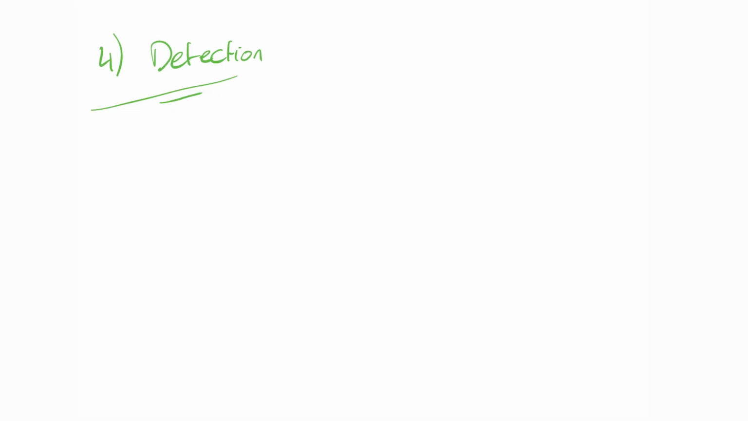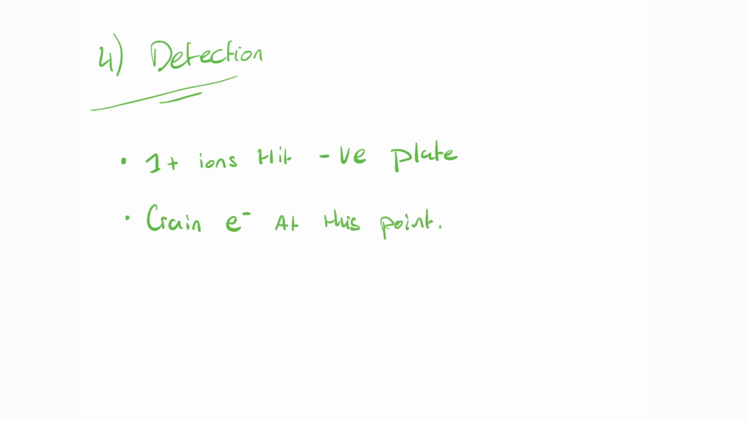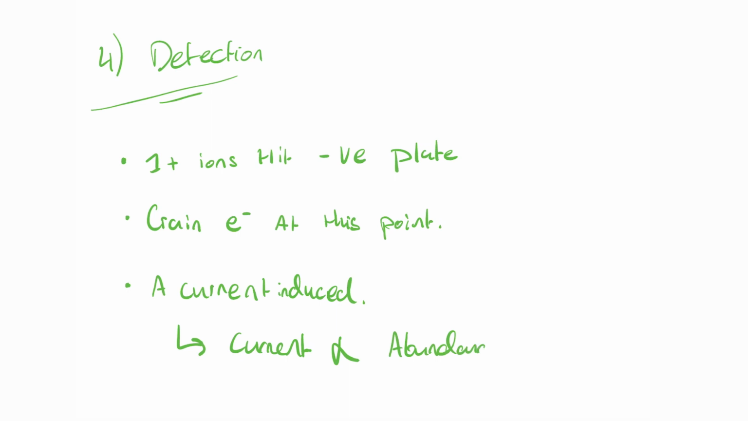The fourth and final stage or principle of a time of flight mass spectrometer, according to AQA, is detection. This is where the 1+ ions become neutral again. They hit a negative plate, they gain an electron, and in doing so, induce a current in the circuit attached to the detector plate. The size of this current is directly proportional to the abundance of the isotope hitting the plate at that time. Like we said in the last stage, the heavier ones hit later than the lighter ones. That's exactly how the machine can tell the difference between the lighter and the heavier ions, and also know how abundant one relative atomic mass isotope is compared to another with a different relative atomic mass.